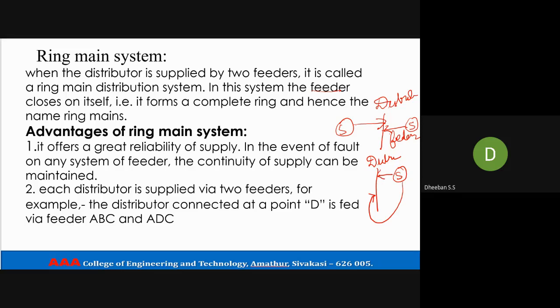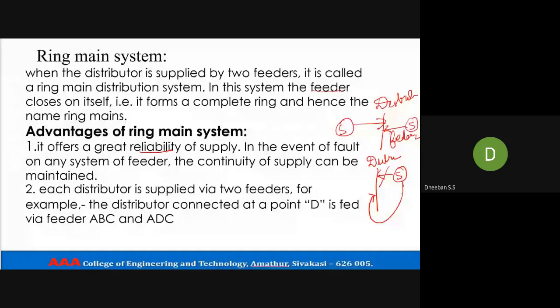Okay, so the main advantage of this is greater reliability. Reliability means it is more safe. Okay, you can trust it. So reliability refers to trust. Here, if any one of the feeders is cut out, then the other feeder can power the distributor. So it will be of greater reliability. Okay, this is the main advantage.